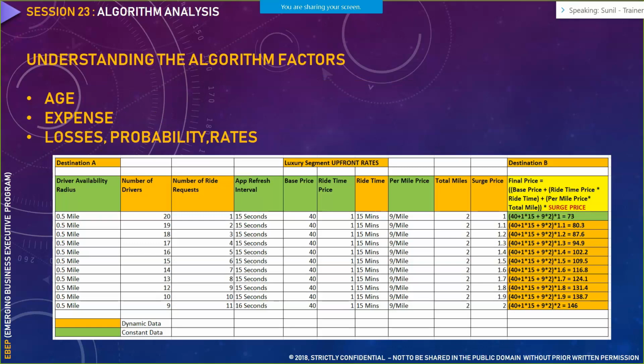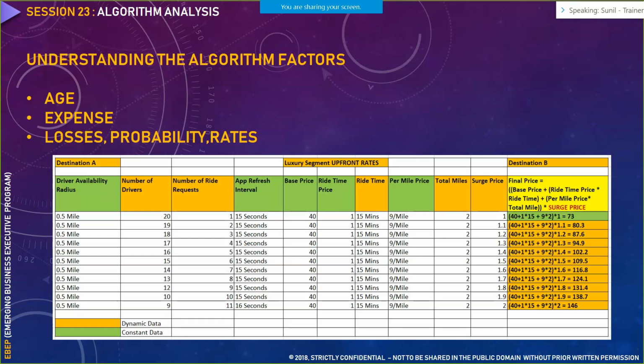Now, like I said, there would be different factors for it. This factor could be anything depending on the industry or the project that you are working on. The very common factors would be age, expenses, losses, probability, rates. These are some of the common factors that would influence the calculation of our algorithm.